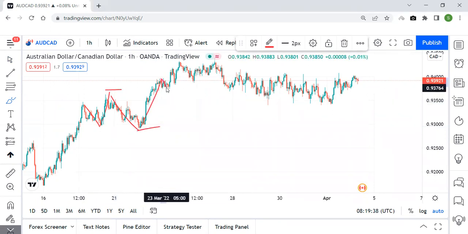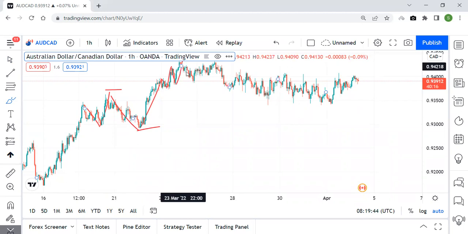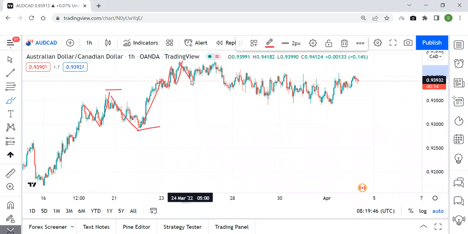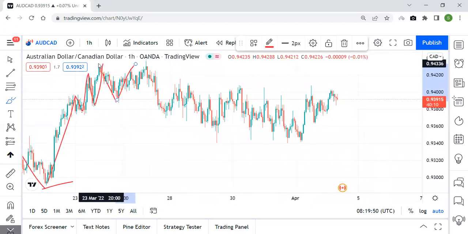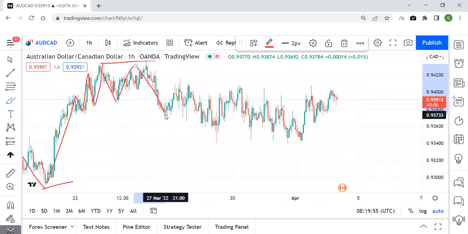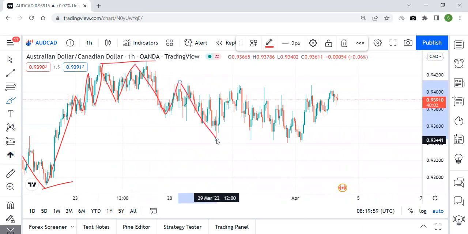We get this pullback, then another move to the upside, and again another move to the upside. As you can see, the market keeps on consolidating from here. And then what happened? We get this pattern called the double top, and then another move to the downside. So as you can see, we're in the downtrend on the Aussie Canadian dollar.